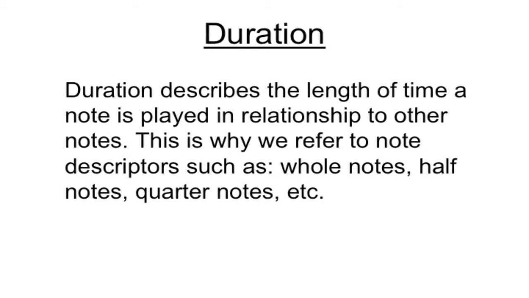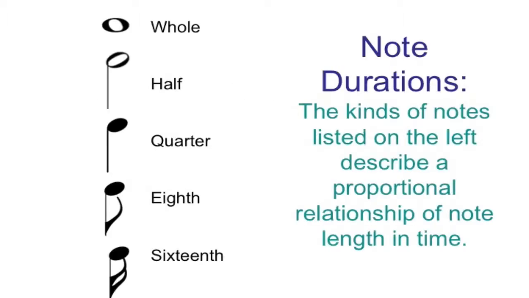Duration in music describes the length of time a note is played in relationship to other notes. This is why we refer to note descriptors such as whole notes, half notes, quarter notes, eighth notes, 16th notes, 32nd notes, and so on. Here you see the symbols for whole, half, quarter, eighth, and 16th notes. These kinds of notes, as listed on the left-hand side of the screen, describe a proportional relationship of note length or note duration in time. Let's take a look at these relationships.